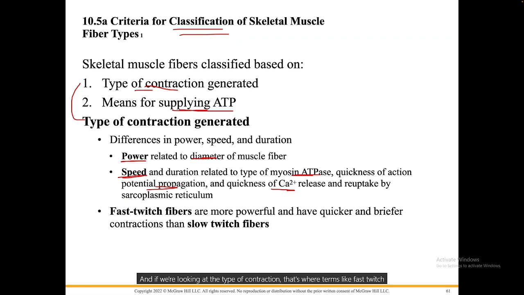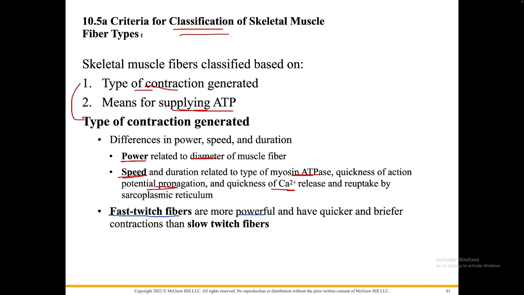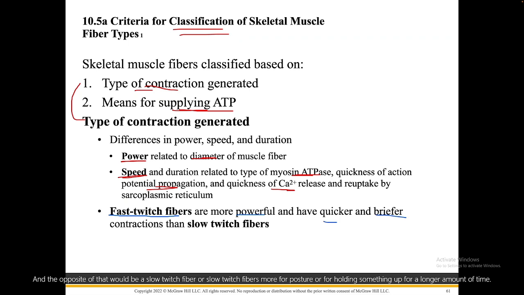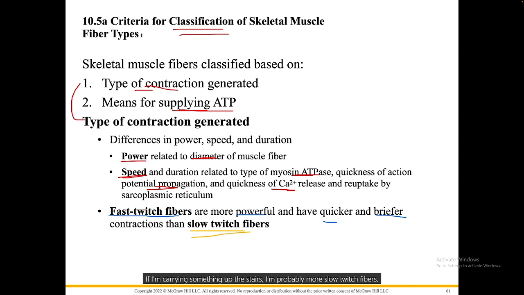And if we're looking at the type of contraction, that's where terms like fast twitch come in. We think about powerful fibers that have a quick and a really brief contraction. And the opposite of that would be a slow twitch fiber. Slow twitch fibers are more for posture or for holding something up for a longer amount of time. If a baseball was flying at me, I want my fast twitch fibers to get my hands up to protect myself. If I'm carrying something up the stairs, I'm probably going to want more slow twitch fibers so I have endurance.